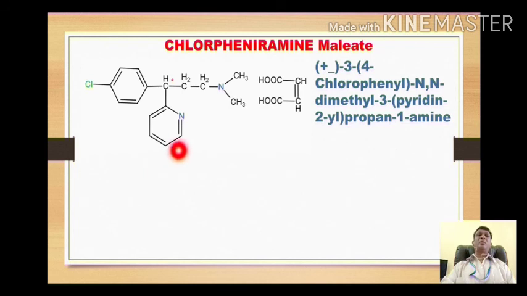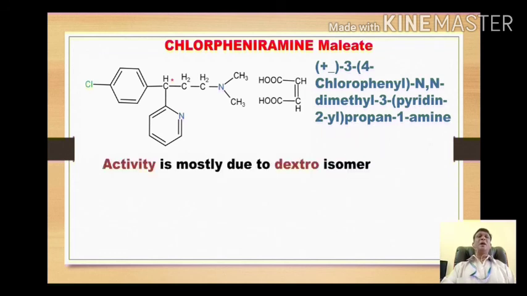In case of heterocycles, the number starts with the heteroatoms in most of the cases. So this will be number 1 and this will be number 2. So the systematic name is plus minus, that means it is a racemic mixture, 3-(4-chlorophenyl)-N,N-dimethyl-3-pyridin-2-yl propan-1-amine.